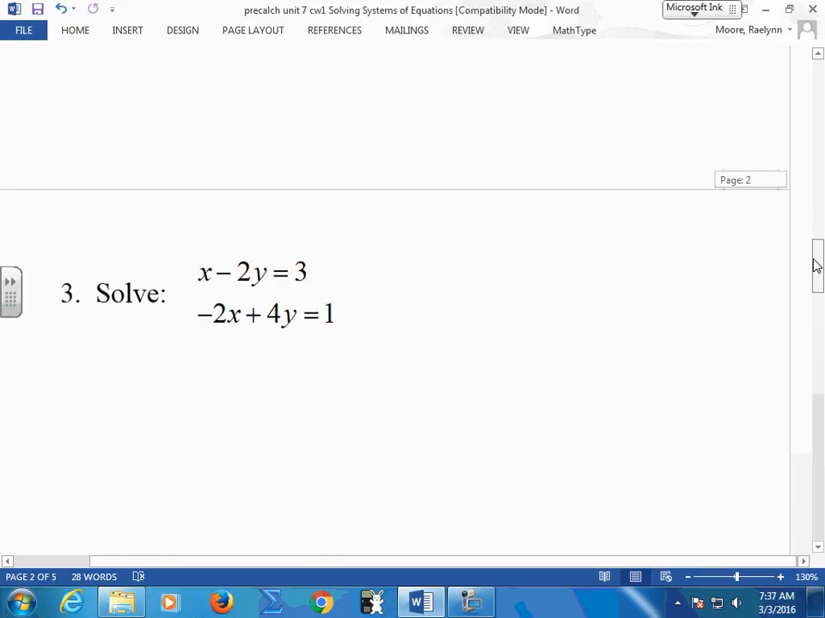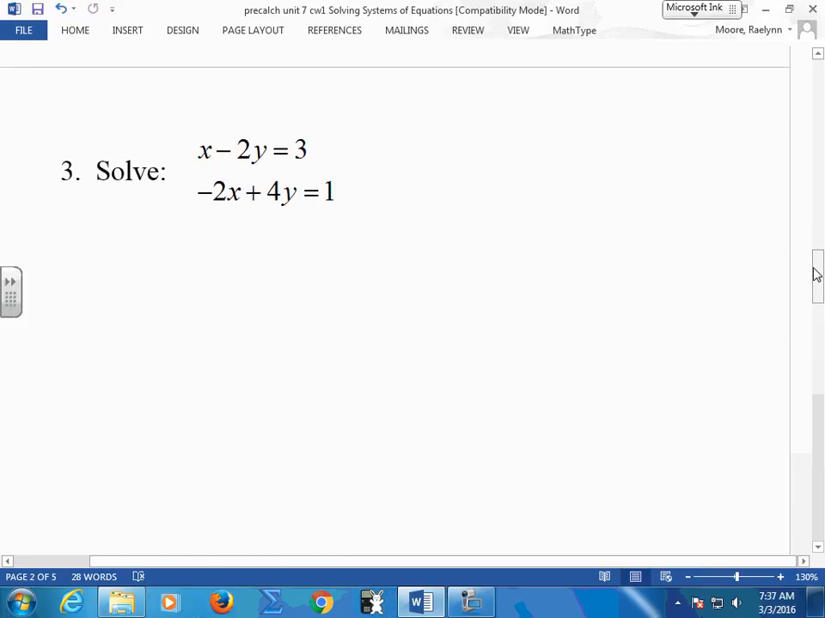All right. Let's take a look at this guy. How would you like to solve it? Any suggestions? Ryan? Did you multiply the top one by 2? Okay, so Ryan would like to do elimination. He'd like to multiply the top one by 2, so I'm just going to bring it down here if that's okay.